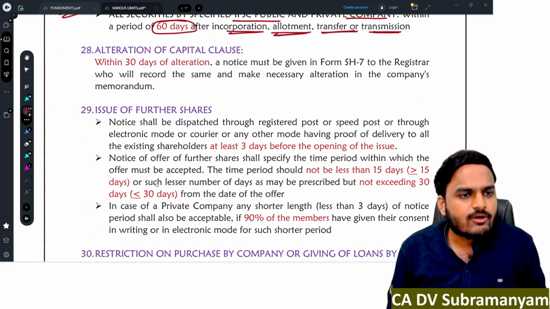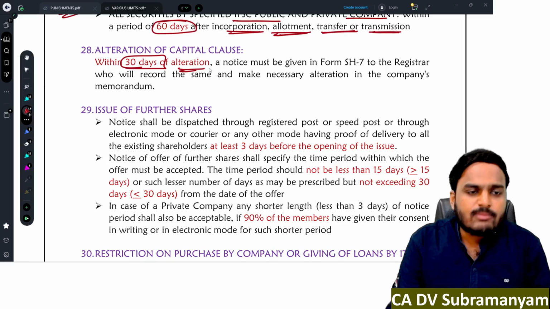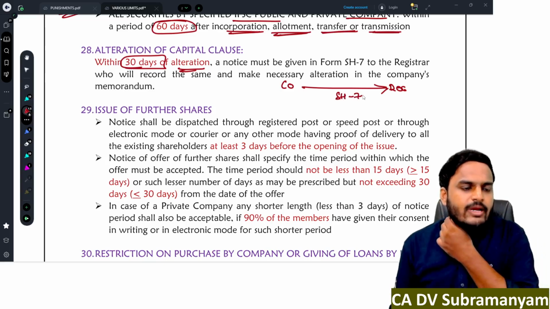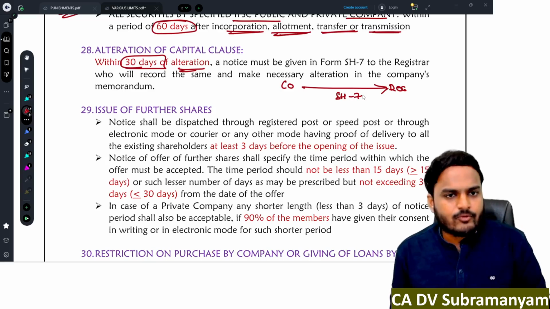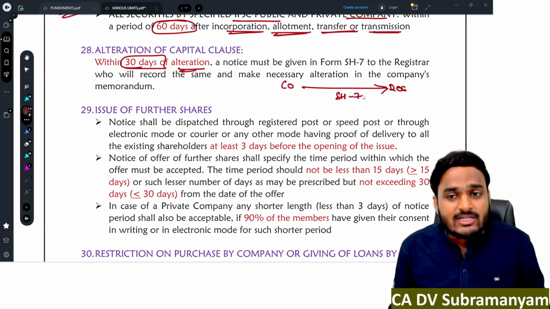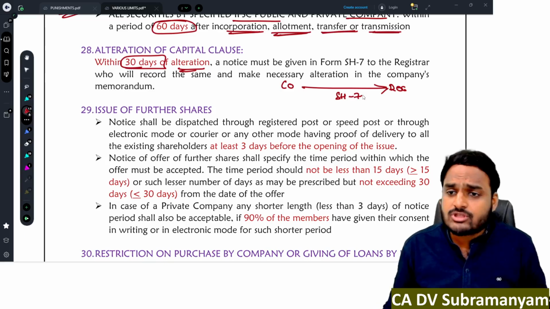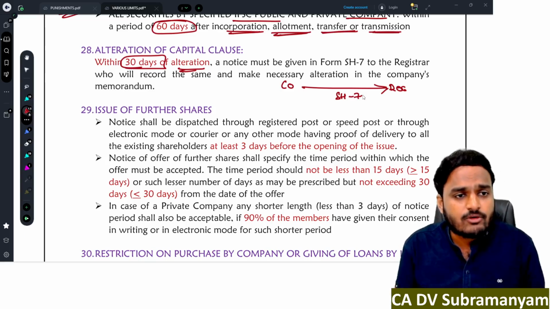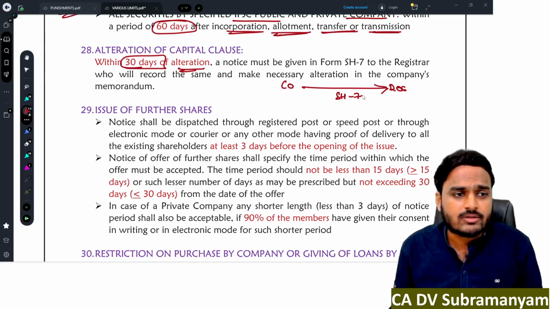Next one, alteration of capital clause. Within 30 days of alteration, a notice must be given to the registrar of companies in form SH7. So whenever a company alters the capital clause, it is the duty of the company to file SH7 with the ROC. What is the applicable time limit? 30 days of alteration. And the same is applicable for redemption of preference shares also. In case of redemption of preference shares, within 30 days of redemption, the company has to file a form with the registrar.